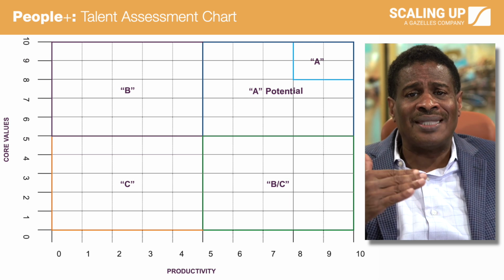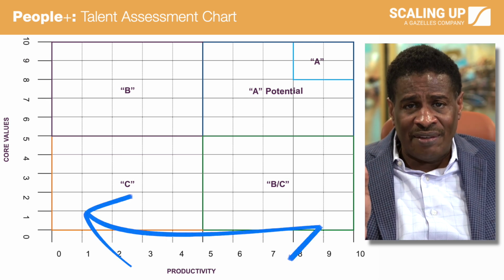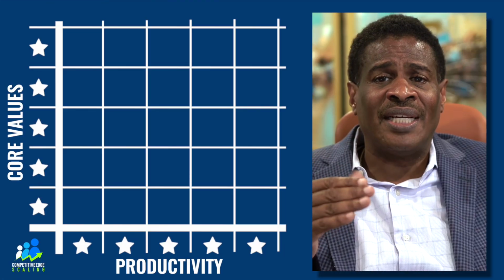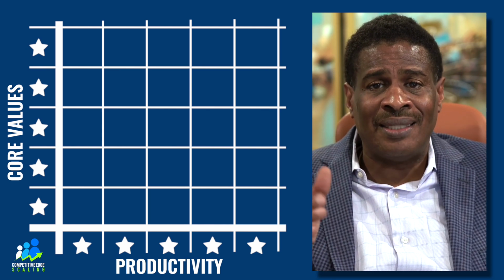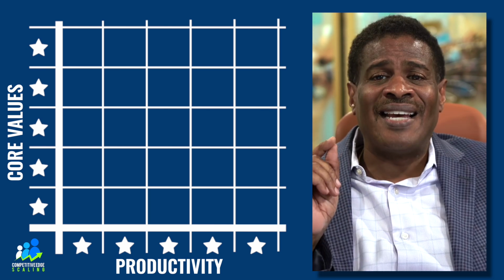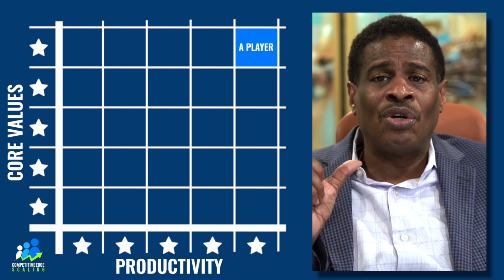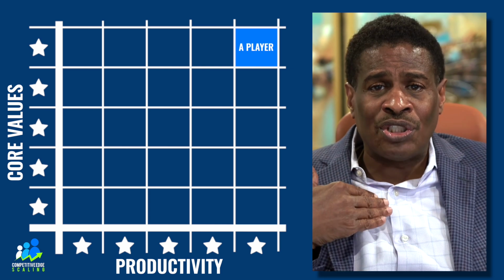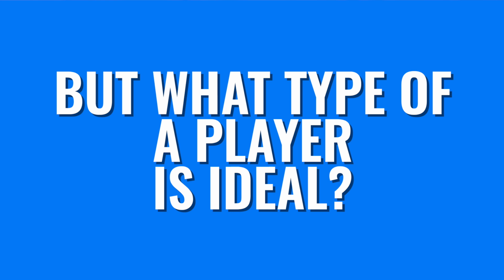I know this looks and sounds complicated, but you have a team member's productivity and their core values. And actually, I'm going to change this to a 5-star rating rather than a scale of 1 to 10 to make this simpler. The A player is really anyone who gets a 5-star in productivity and also aligns with your core values. But what type of A player is ideal? That's a 5-star team member that we just spoke about.